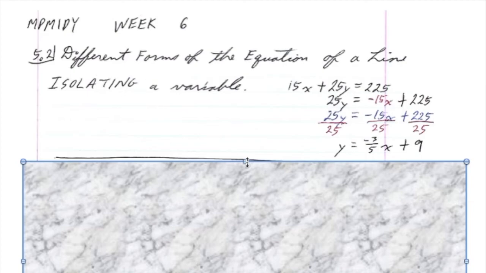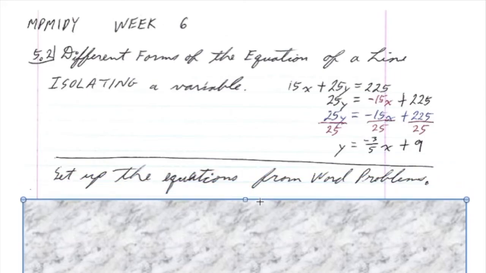Okay? Last but not least, this section has some word problems. If you remember from our chapter 4 extension, you had to give me let statements, create the two equations, and then solve for either x or y or both. So you have the advantage of having done the extension section prior to chapter 5.